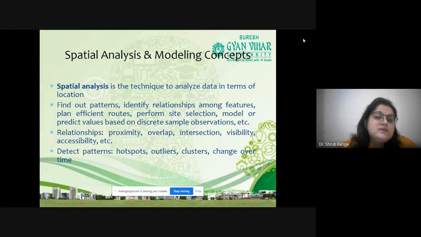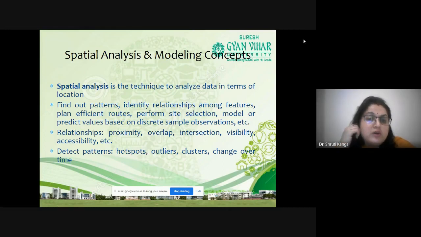Using the technique of spatial data analysis and modeling, we are able to identify or find out different patterns of the data. We can identify different locations based on their spatial location, because Jaipur has a different spatial location as far as JNK is concerned. So both have different geographic locations, and we can identify based on the spatial properties of that particular area that this is this place.